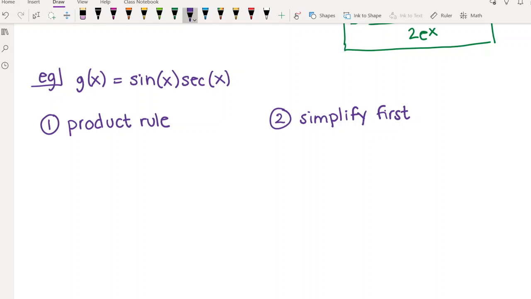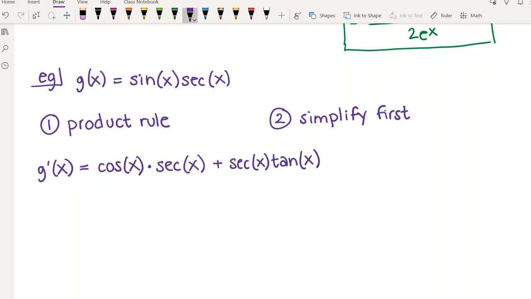Okay, so let's say we wanted to do this using the product rule. The product rule tells us that we take the derivative of the first part. So the derivative of sine of x is cosine of x. And then we multiply that with the second function without taking the derivative. And then to that we add the derivative of the second part. So the derivative of secant is secant times tangent. So that is secant x times tangent of x. That's the derivative of secant x. And then we're going to multiply that with the first function, which is sine of x.